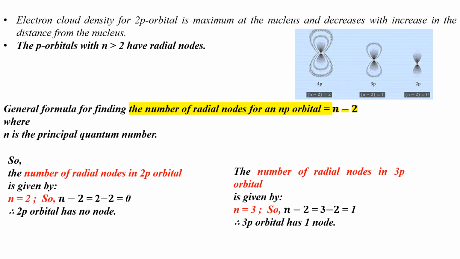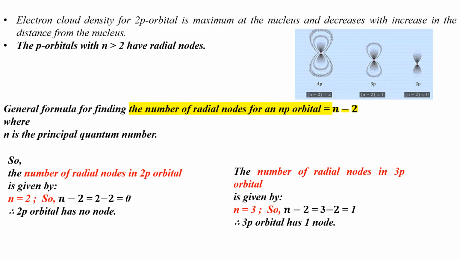Okay. Now, how to calculate the number of radial nodes for an np orbital? Using the general formula n minus 2, we can calculate the number of radial nodes for any np orbital, where n is the principal quantum number. So, the number of radial nodes in 2p orbital can be calculated as follows. Okay, we know as per the notation, the value of n is equal to 2 in 2p orbital. So, substituting 2 instead of n in the general formula n minus 2, you get a value of 0.